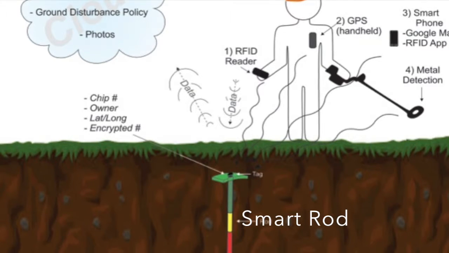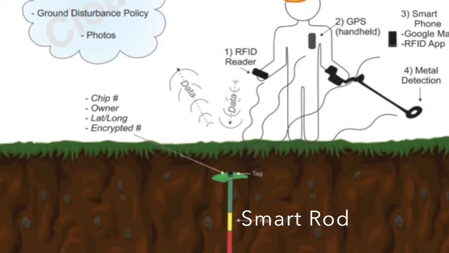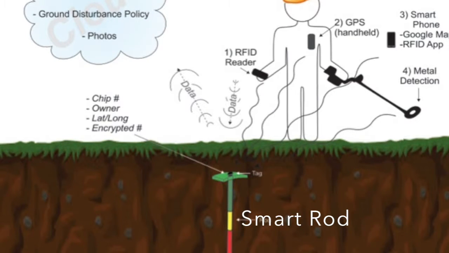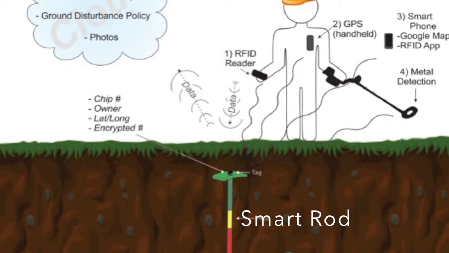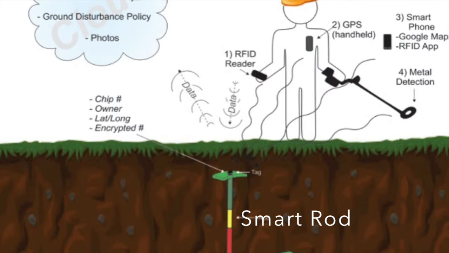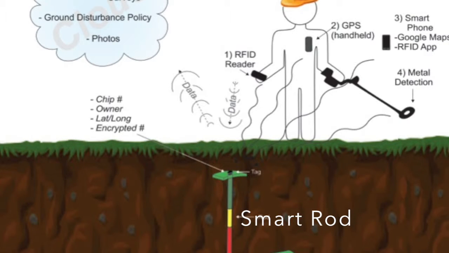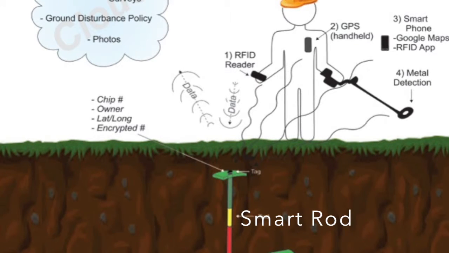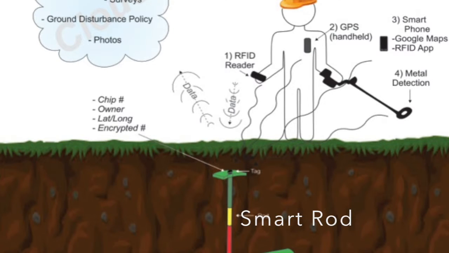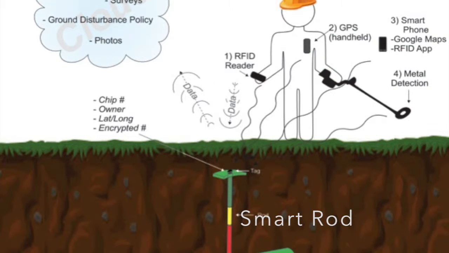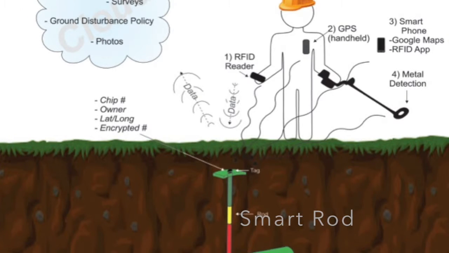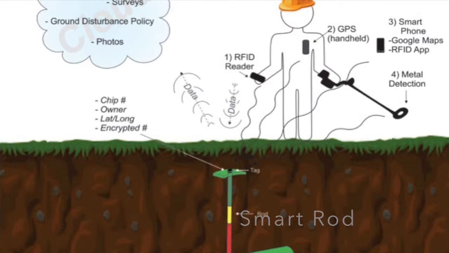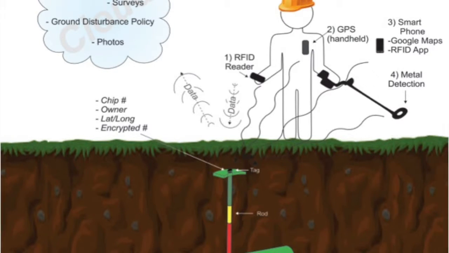It's robust in that you're also able to attach information to the cloud, which is endless in its ability to store whatever you'd like. The third part about the tag is you're able to locate this from above ground utilizing a number of different items. One being the RFID tag reader, the second being a GPS handheld unit, the third being a phone application utilizing Google Maps on an Android phone, and the final method of being able to locate is a metal detector.